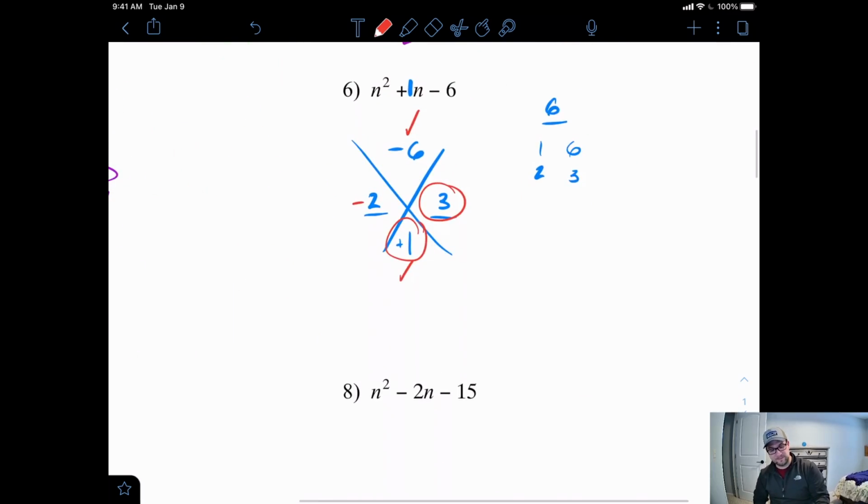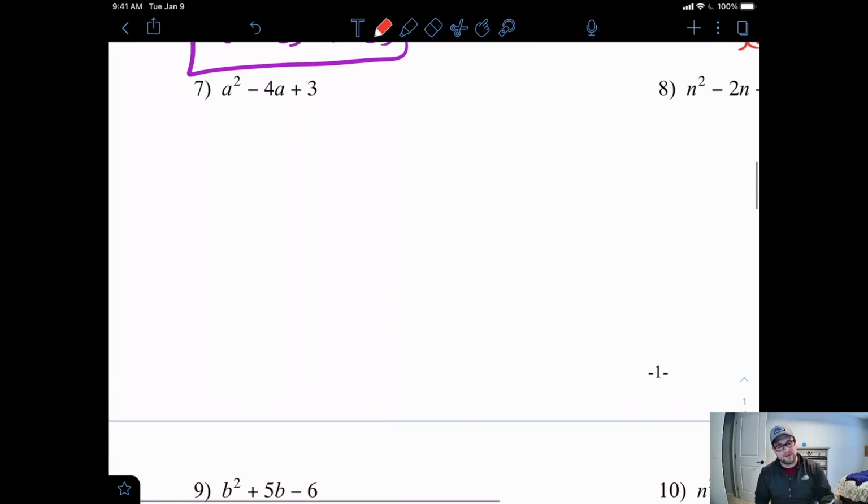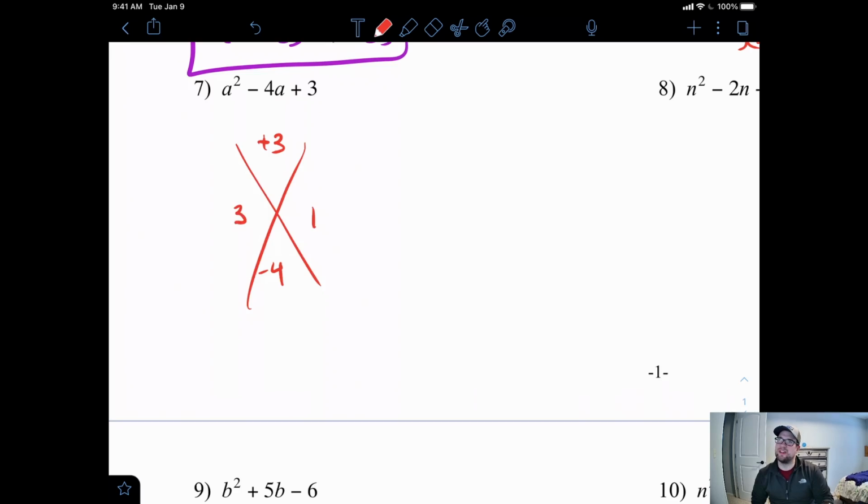So once I get this far, n is my variable, so n minus 2, and n, that's a positive 3, so I'm going to say plus 3. Nice job. Let's go to the next one. Number 7. We're almost there. So we're going to have a positive 3 up top and a negative 4 on the bottom. Well, how about a 3 and a 1? Now, since they multiply to be the top, remember, if it's positive, they can either both be positive or both be negative.